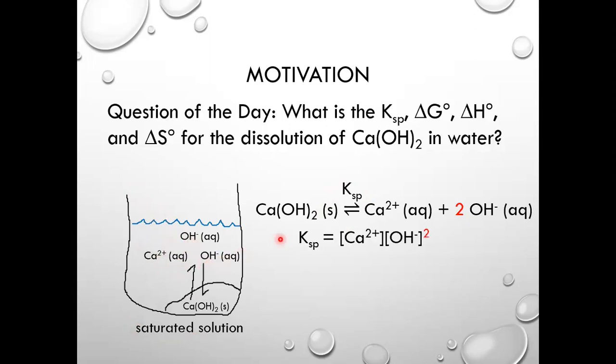So if we're given KSP, we can use that number to calculate the concentration of calcium and/or the concentration of hydroxide in a saturated solution. Or conversely, as we'll see in this lab, if we're provided a saturated solution, and if we're able to determine experimentally either the concentration of calcium ions in that solution or the concentration of hydroxide ions in that solution, we'll be able to calculate KSP.